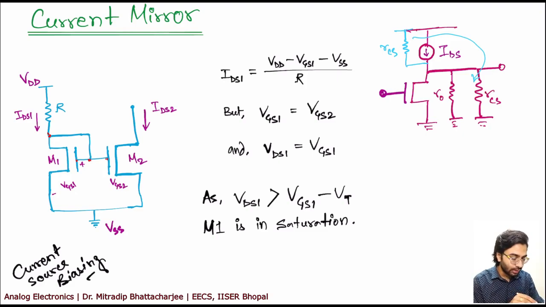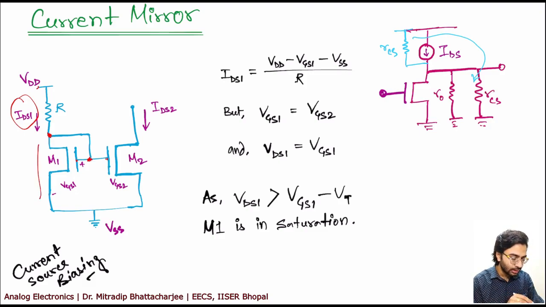So what is the value of IDS1 then? The value of IDS1 will be VDD minus whatever is the potential over here, divided by R. Now these two are shorted. One thing I already have clarified, that whatever current is flowing through R will also flow through the transistor. So IDS1 is flowing through, because gate current is 0, right? So the same current will flow throughout.